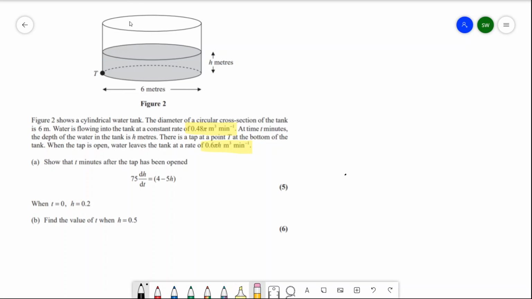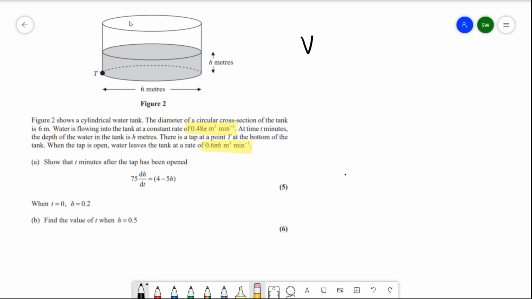So our aim is to try and come up with a differential equation with dH by dt in it. So we want to find an expression for the rate of change of the height of the water with respect to time. So the first thing that I'm going to do, and this is a really common type of question, I think the easiest thing to do is just write down what you know from reading the question. So the first thing I'm going to do is deal with the rate of change of volume.